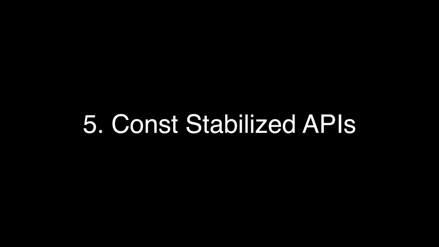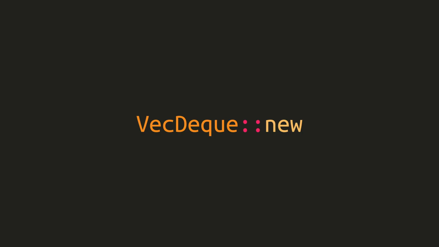Number 5. One API which was already stable is now also const, meaning it can be evaluated at compile time when used in const contexts. We're talking about VecDeque::new. That's right, you can now have your empty double-ended queues set up at compile time. You can only add values at runtime though.